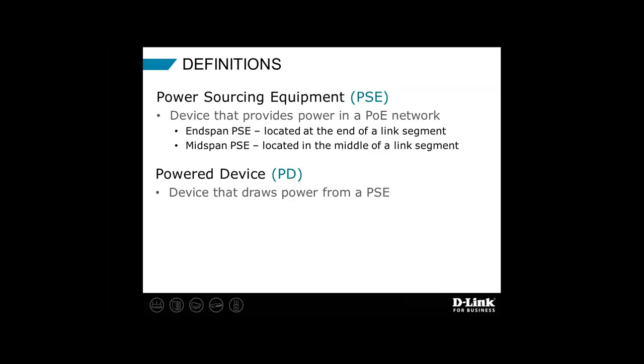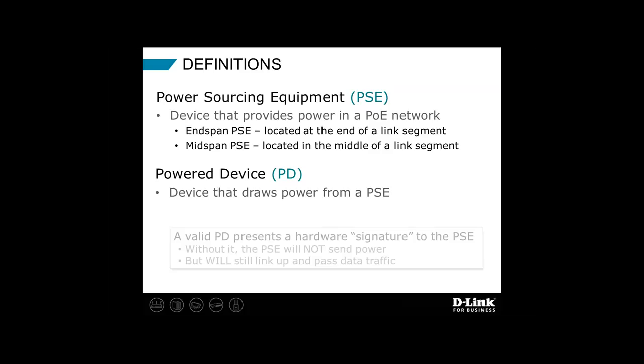And he draws the power from the PSE. So we think a lot about IP cameras and wireless access points as two very common examples of PD. So in a PoE network, you'll always have a PSE providing the power and a PD who's consuming the power.